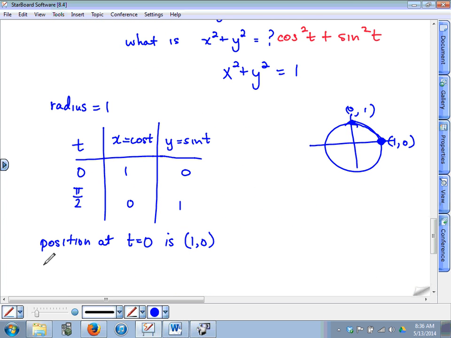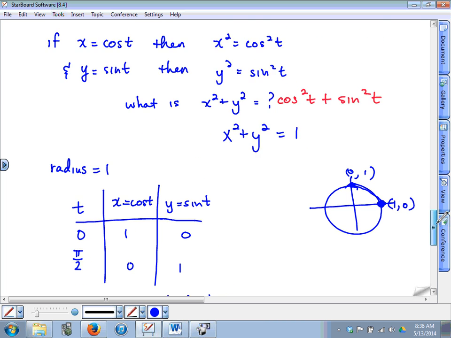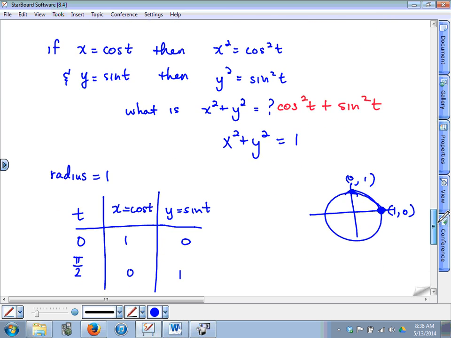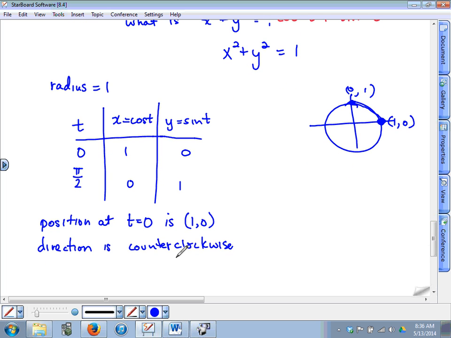The direction is counterclockwise. And finally, the time it takes to go around 1 revolution. The time to complete 1 revolution is 2 pi. So if the radius is 1, it's pretty much just the unit circle, right? The unit circle, yeah.